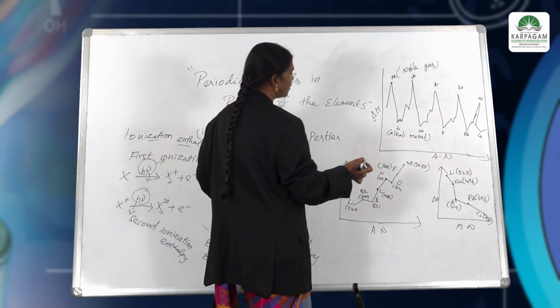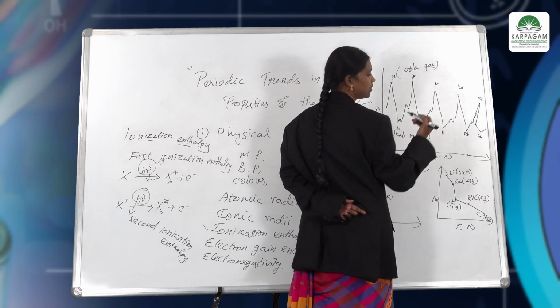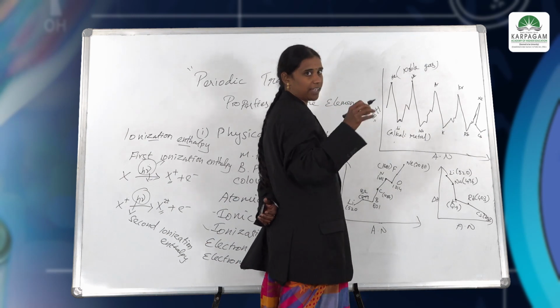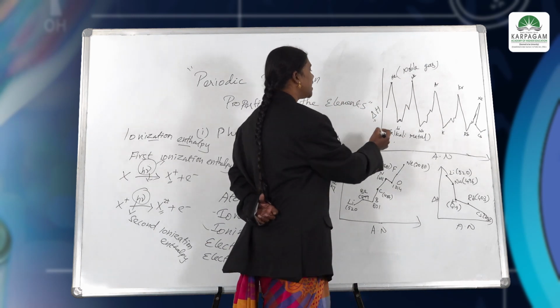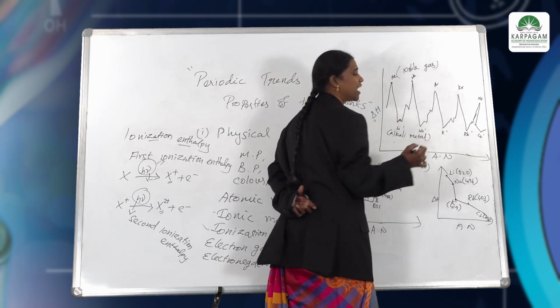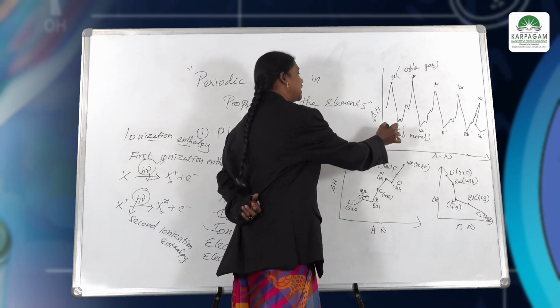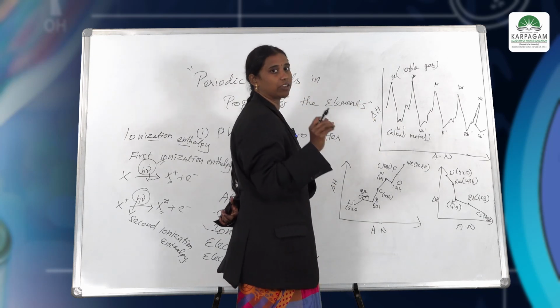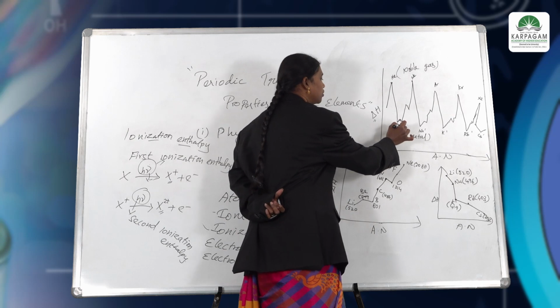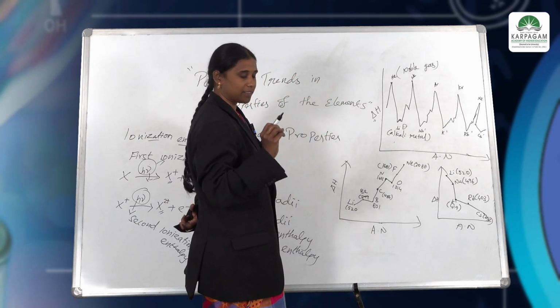Now coming to the alkali metals. Lithium, sodium, potassium, rubidium and cesium have lower ionization energy because they have only one electron in their outermost shell. So it is easily ionizable, and only minimum energy is required to remove the electron. That's why the alkali metals have lower ionization energy.